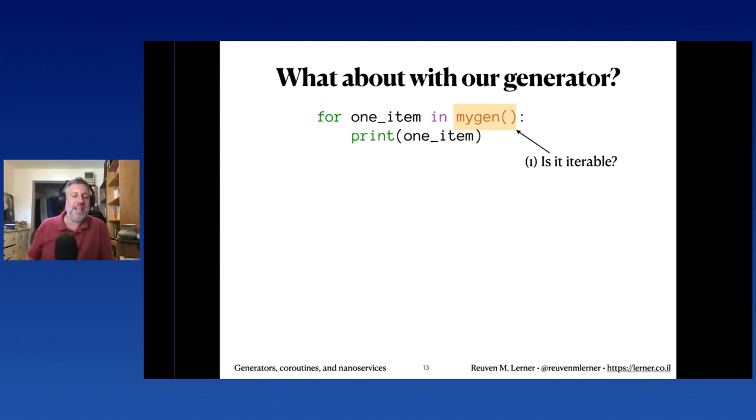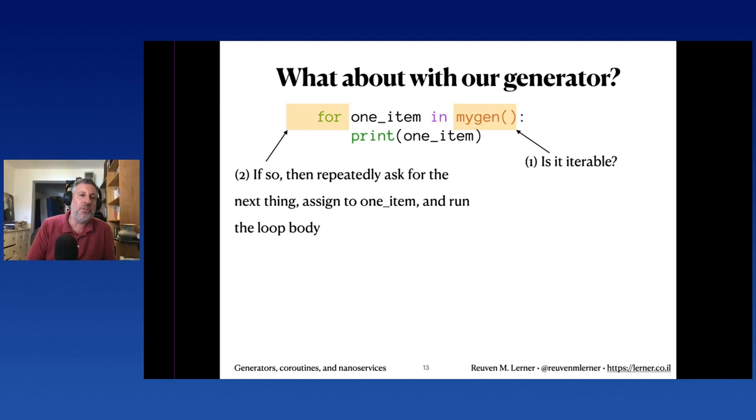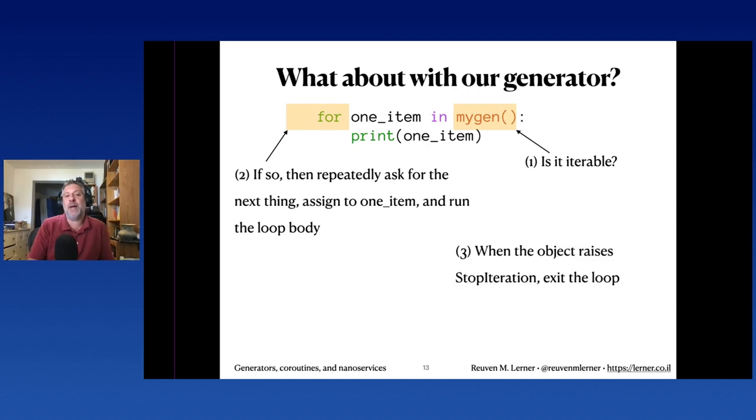The question is, what did we get back from calling my gen iterable? The answer is yes, it is a generator. We get back a generator, and a generator implements the protocol. So the for loop says, oh, you're an iterator, you're iterable. I'm going to ask you for your next thing, your next thing, your next thing. And then when we get StopIteration, it exits.